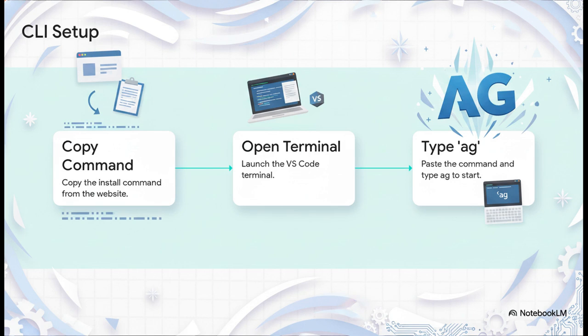You just hit up their site, copy the install command for your OS, open your VS Code terminal, and paste it in. It takes maybe 30 seconds tops. From that moment on, anytime you're in your terminal, you just type the letters A and G, and Anti-Gravity launches itself directly inside your current editor. And the best part? It's completely aware of all your local project files right out of the gate.